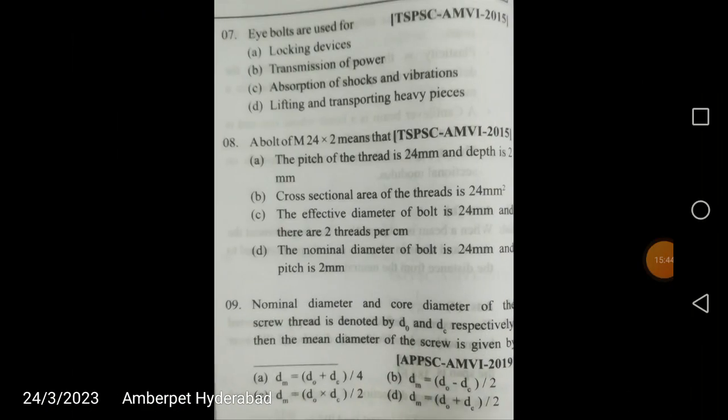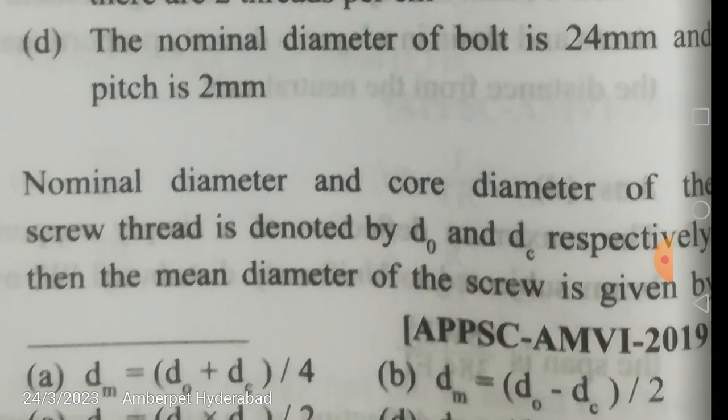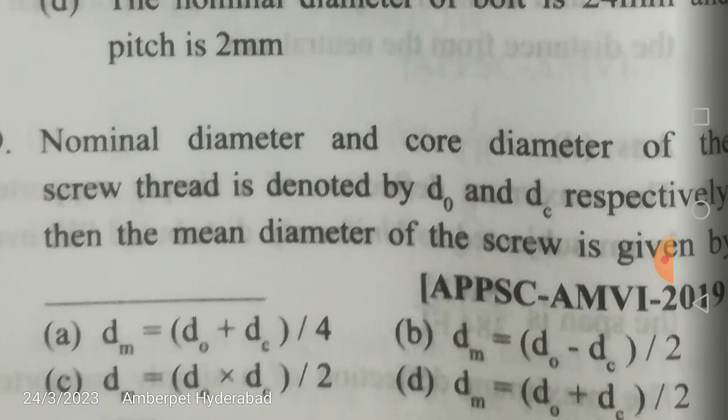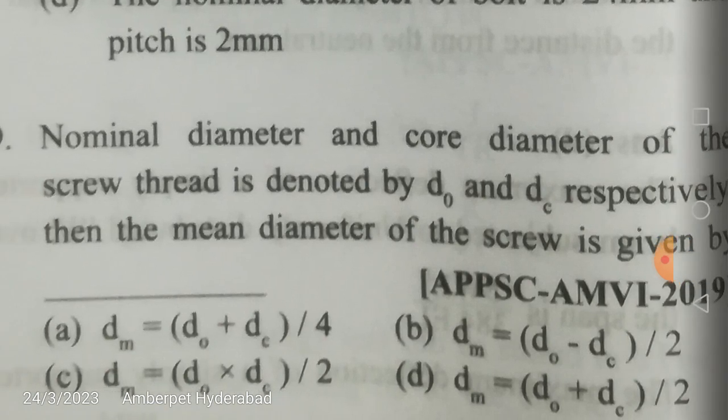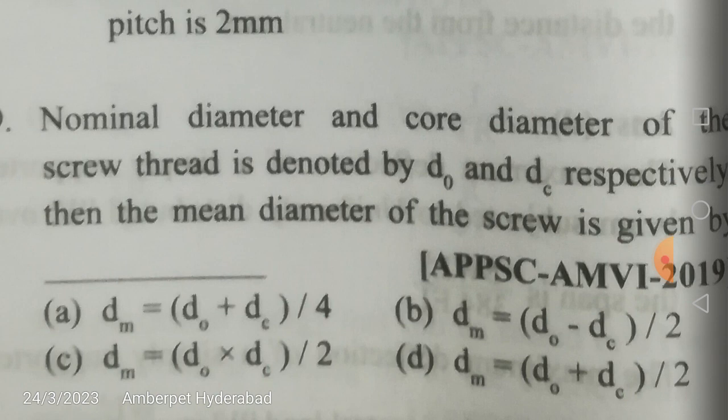Nominal diameter and core diameter of the screw thread is denoted by DO and DC respectively. Then mean diameter, it is the average of DO and DC. So D is equal to (DO plus DC) by 2. Friends, here you have to remember one thing. DO and DC are observable. You can see with the naked eye. Your outer diameter is nothing but the diameter of the solid portion or shank diameter of the bolt or nut.